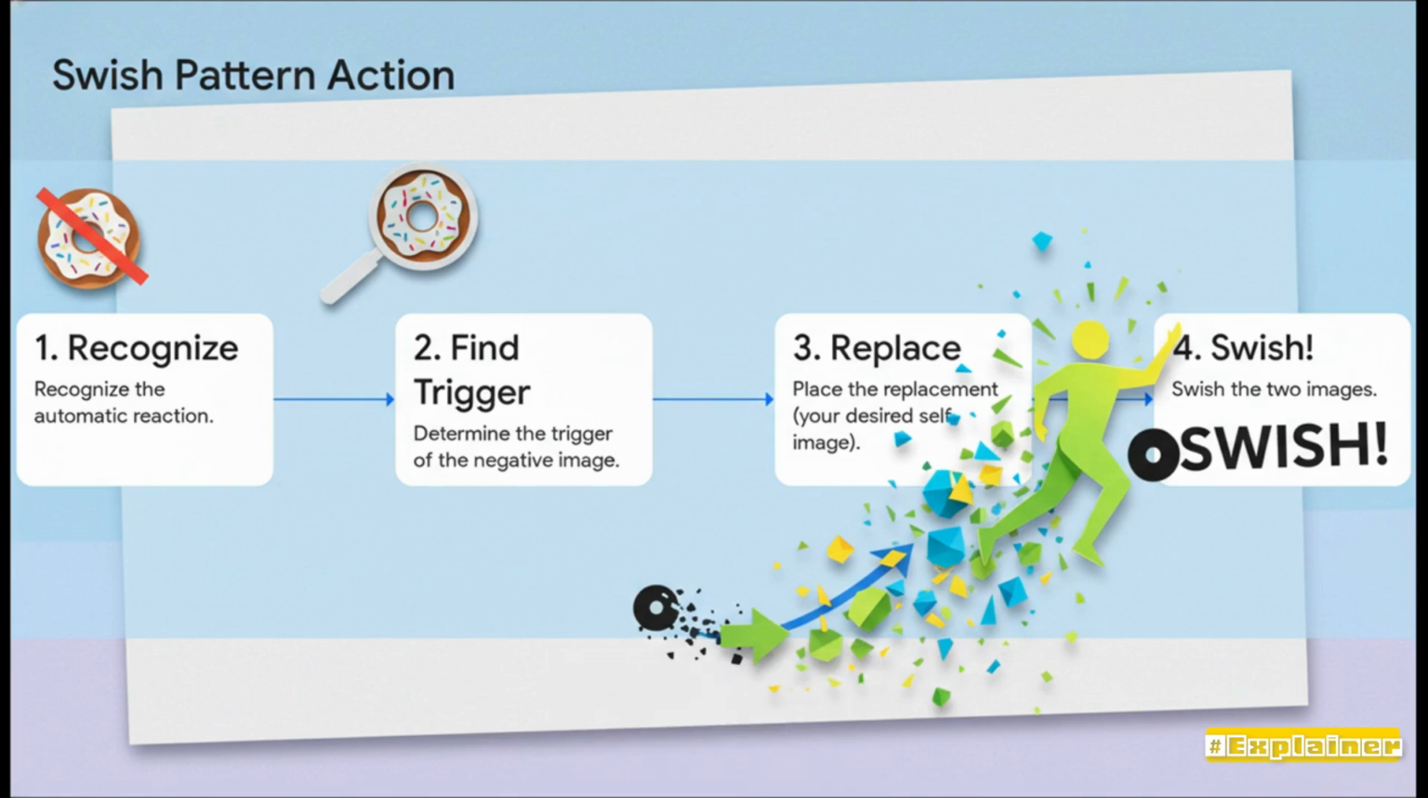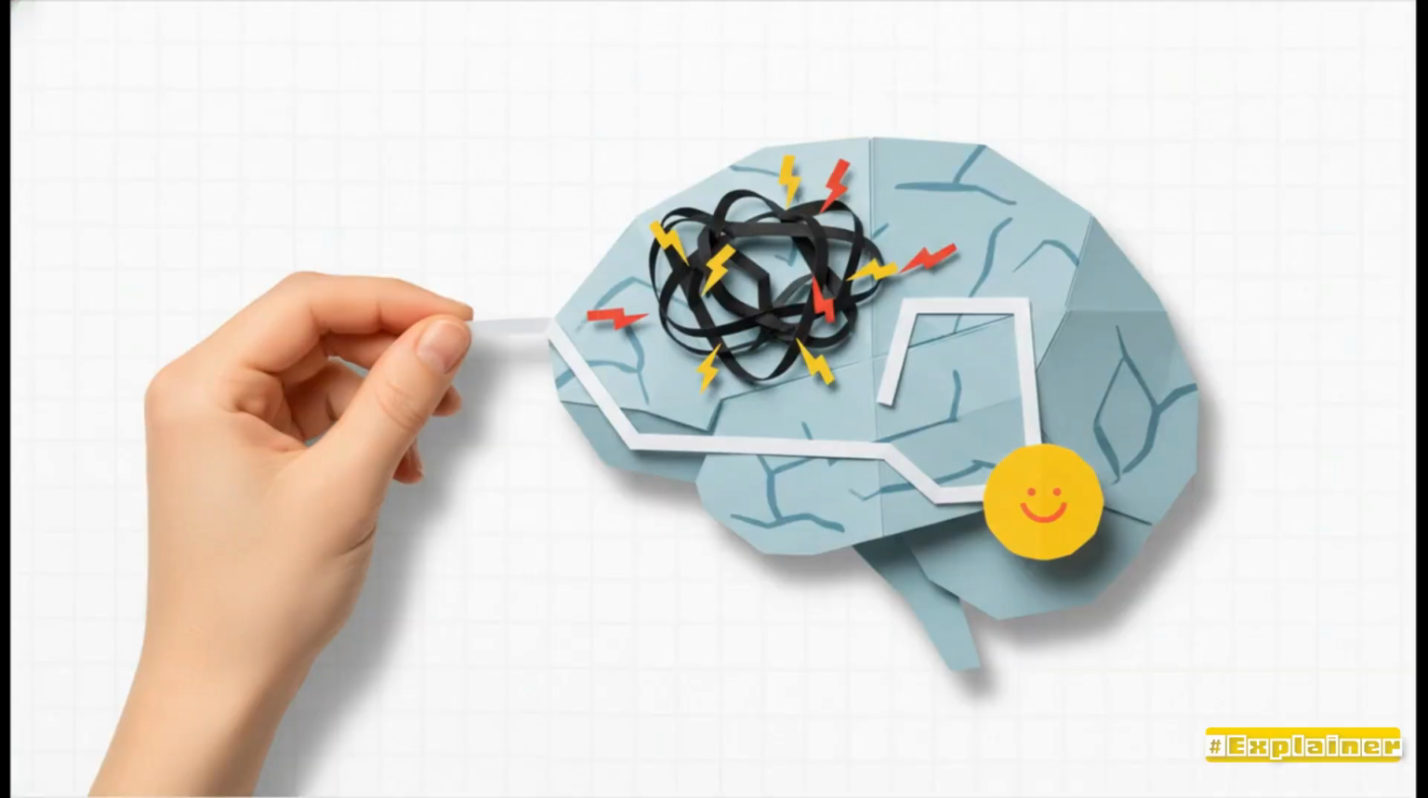And then, and here's the magic, in your mind, you make a swish sound as you instantly shrink that donut picture down to a tiny dot, while the image of your desired self explodes, becoming huge, bright, and filling your entire mind. You do it a few times, fast. You're literally overwriting the old brain wiring. So the big takeaway here is this. You're not fighting the urge anymore. You're actually short-circuiting the whole pattern and just swapping it out for something way better.